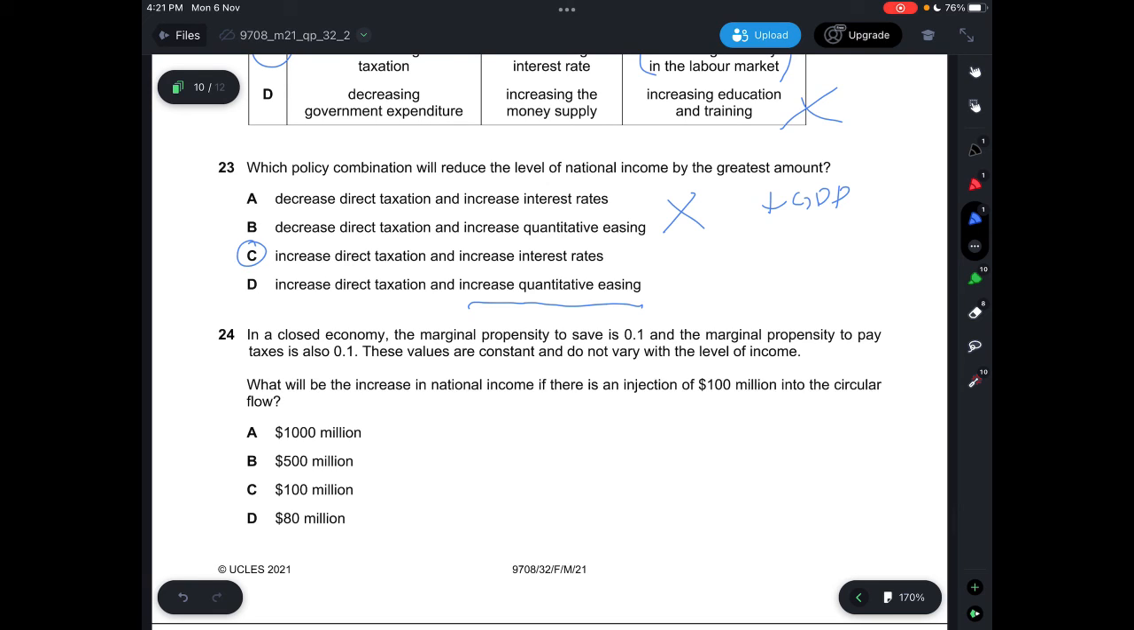24. In a closed economy, the marginal propensity to save is 0.1 and the marginal propensity to pay taxes is also 0.1. These values are constant and do not vary with the level of income. So this is the multiplier process. So what you need to do in order to calculate the increase in national income, if there's an injection of 100 million, is just take MPS plus MPT, you get 0.2. You take 100 million, divided by 0.2, you get 500 million. So answer here would have to be B.